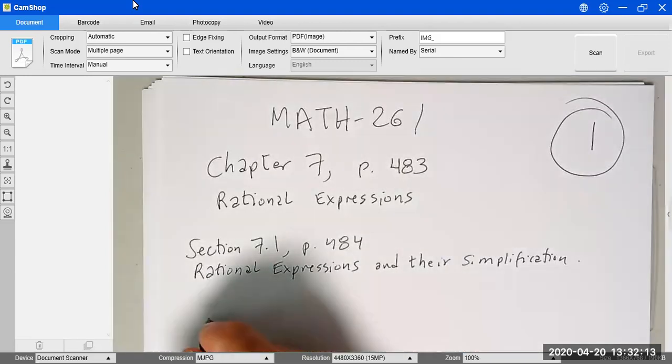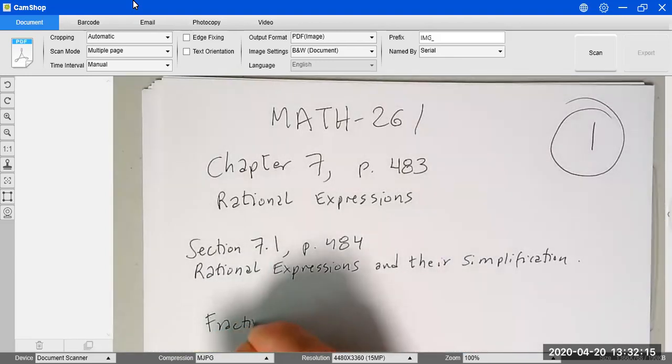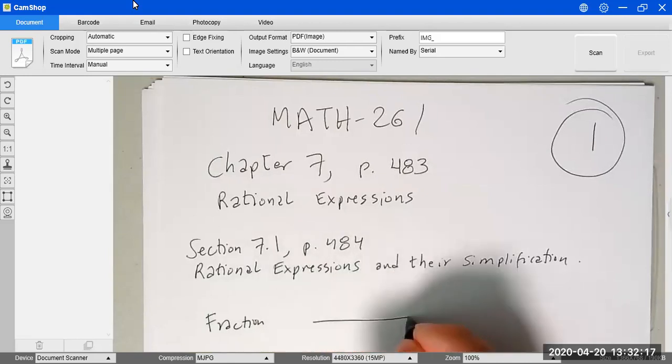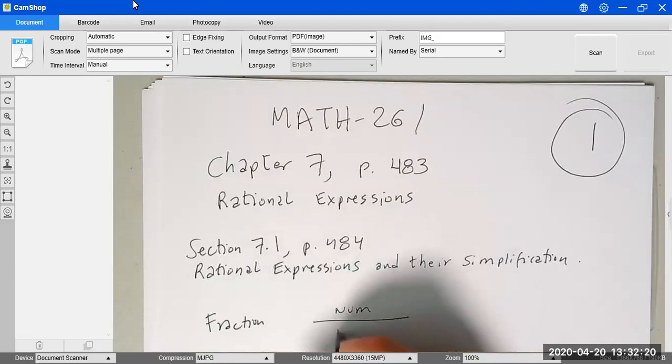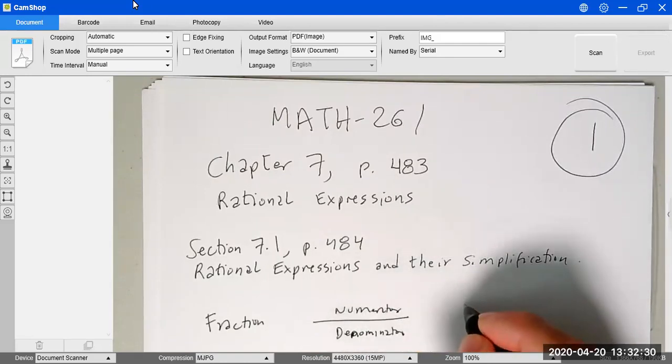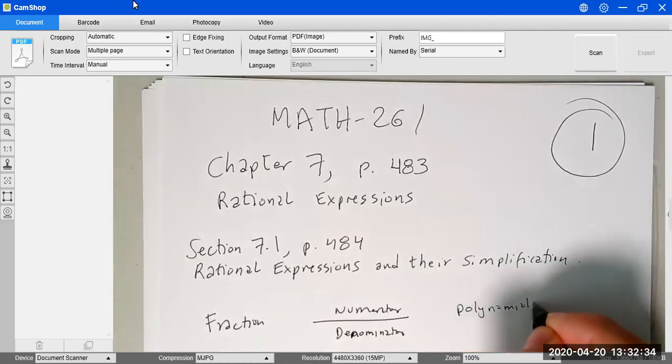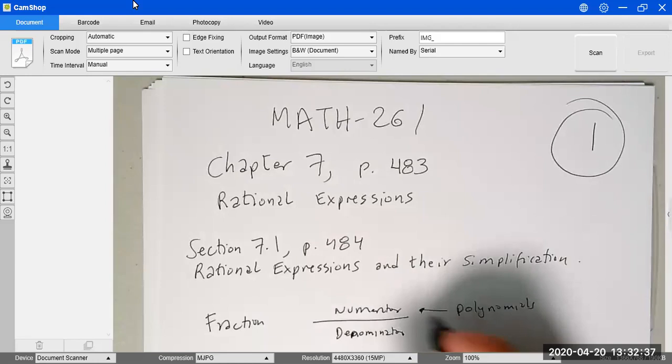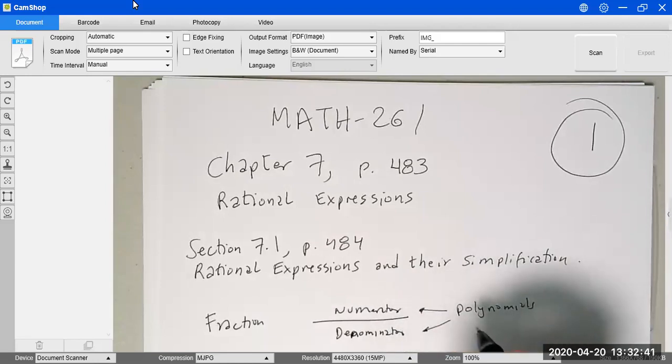A rational expression is just a fraction where the numerator or the denominator are either or both polynomials. So we might have a polynomial in the numerator, a polynomial in the denominator, and that is going to be a rational expression.